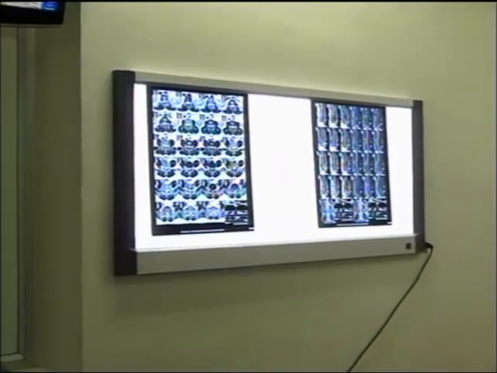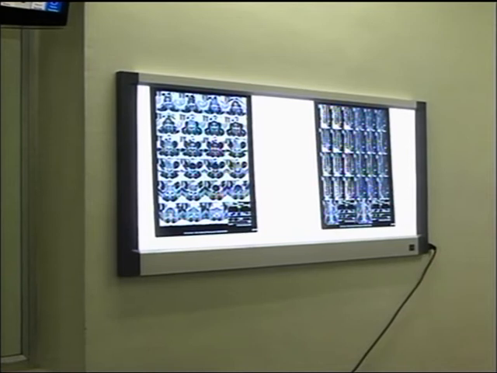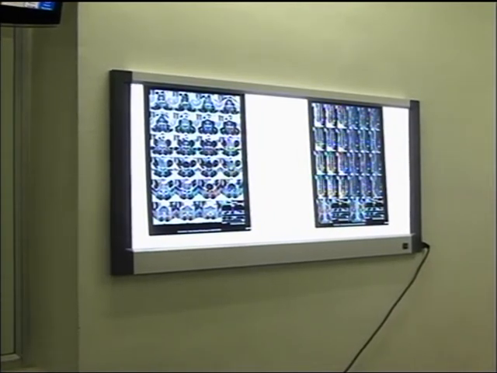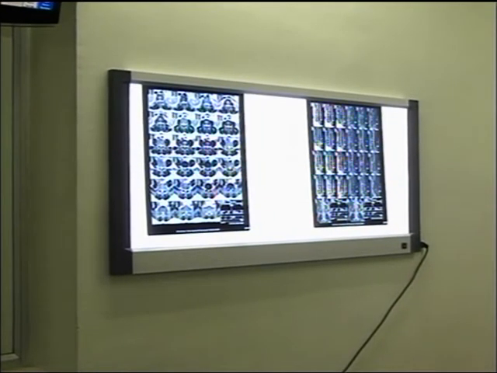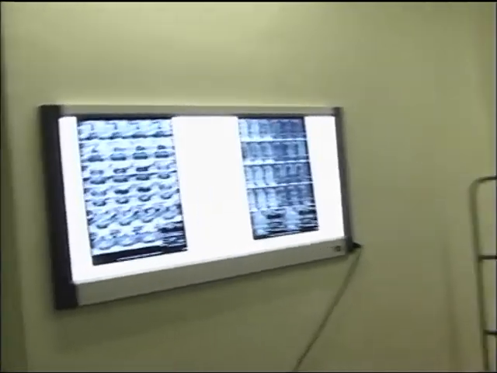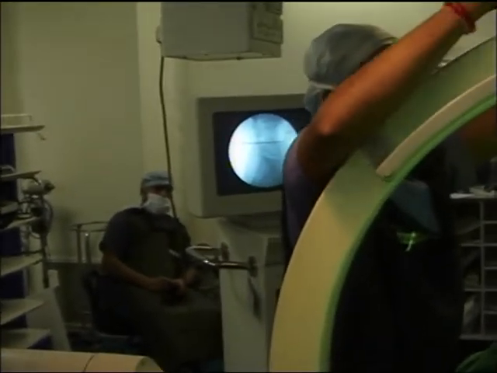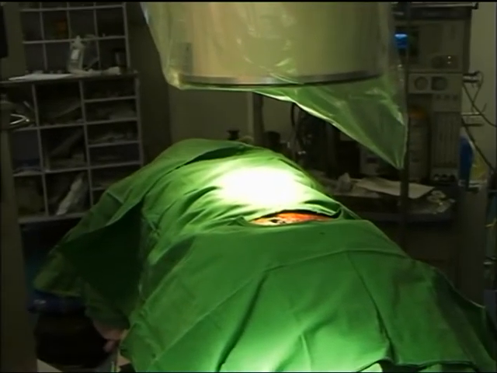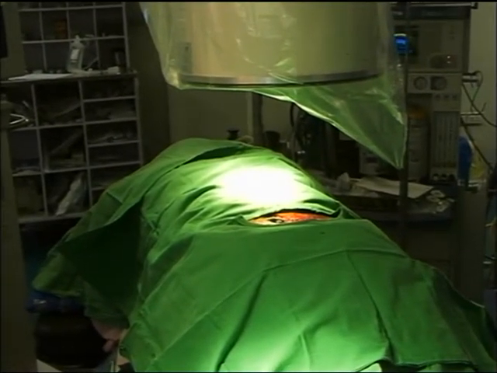Once the patient is ready, we will put the cameras there. L4, L5. Long needle. We are going to the L5 right-sided lateral recess block. Right side lateral recess block L4-5.